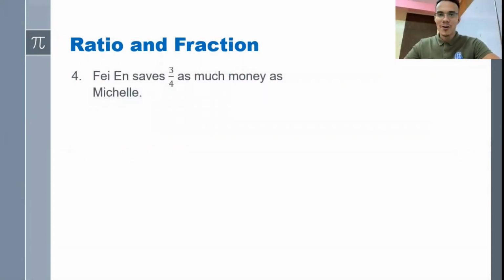And let's have our last example in this video. Number 4, Faye N saves 3/4 as much money as Michelle. One way to understand a problem is by rephrasing the given problem. Rephrase. You ask questions. Faye N saves what fraction of Michelle's money? And the answer is 3/4.